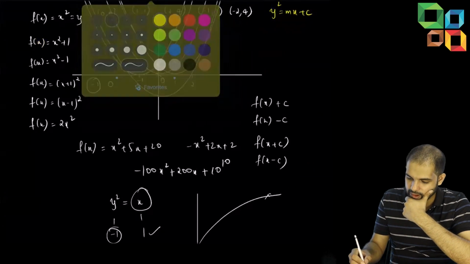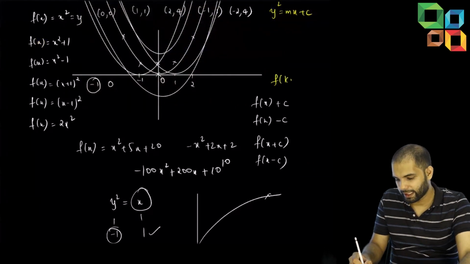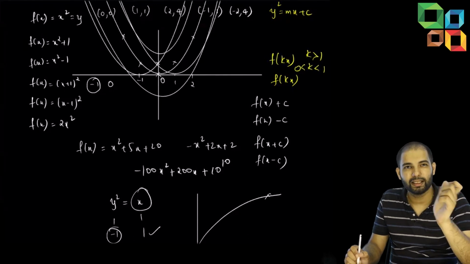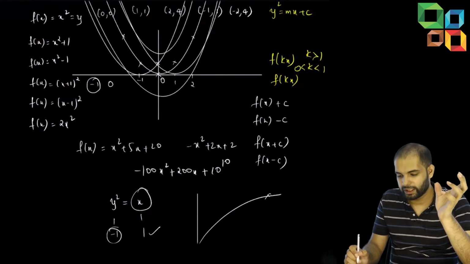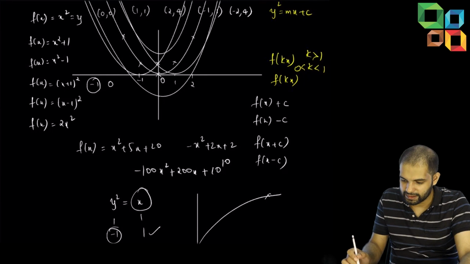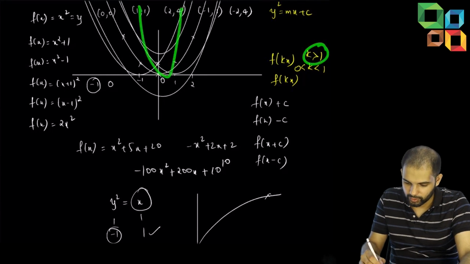Let me write it in a different color. f of kx. We can take different cases: when k is greater than 1, what will happen, and when k is between 0 and 1. We can think of negative k again, but when you take negative, the curve itself will change. Now we are thinking about compression and expansion only. So what will happen to the curve? When k is greater, it will come closer to the x-axis.